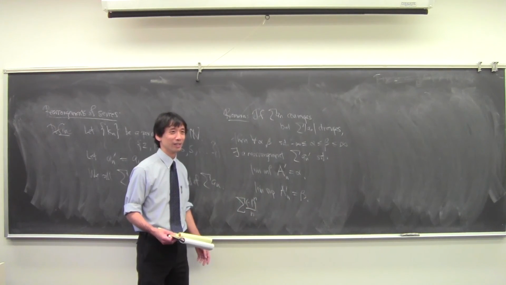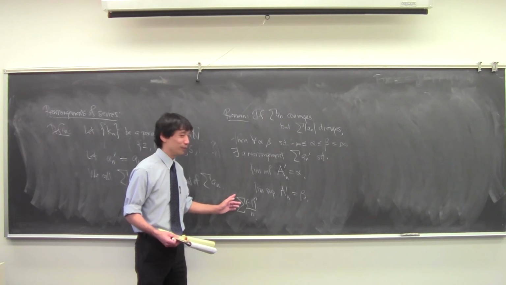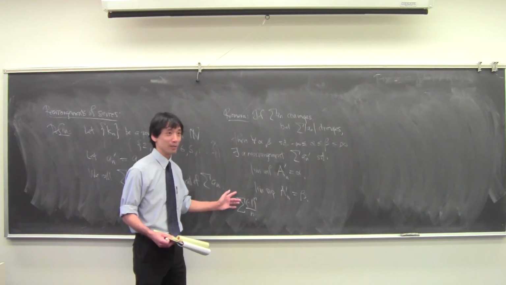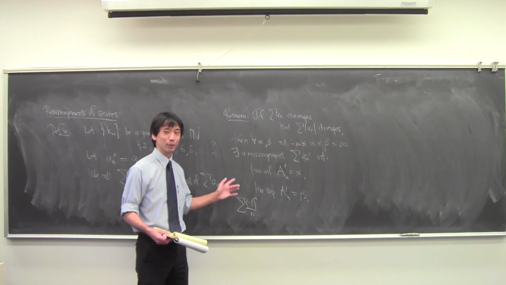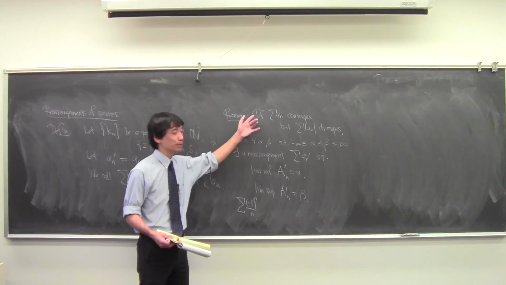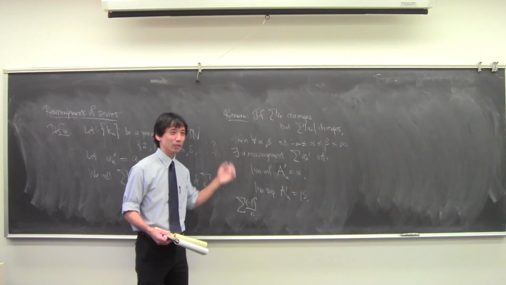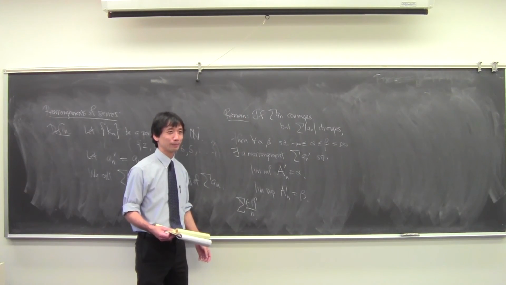Yes, Mia? That doesn't make any sense. I wasn't going to prove it because it's not that interesting. I mean, maybe I'll prove it next time. But yeah, that's what it says. If it doesn't converge absolutely, then you can rearrange it to converge to whatever you feel like.